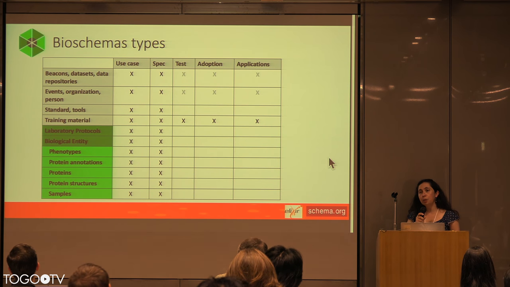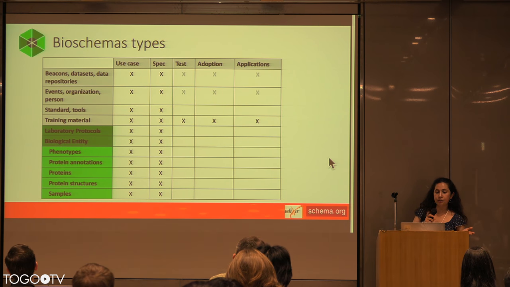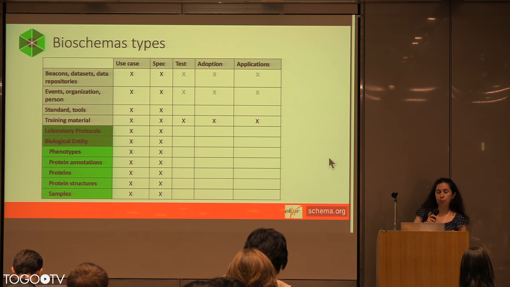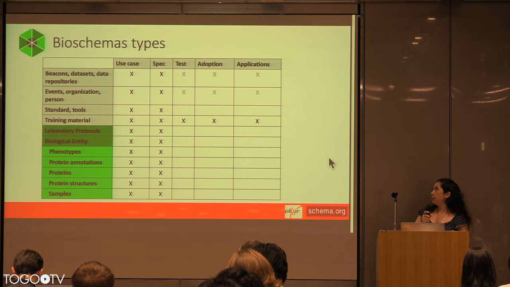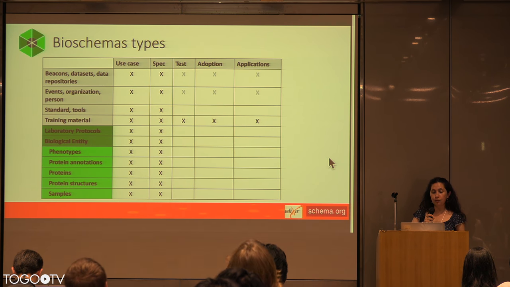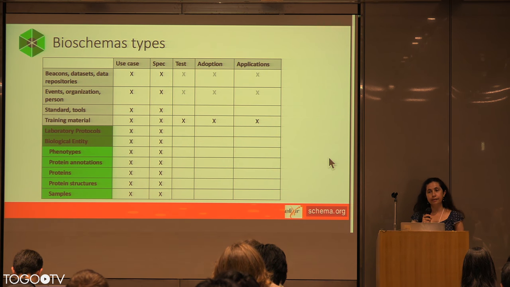There are different working groups in Bioschemas, some of them working on generic entities such as datasets and data repositories, and some others working with life sciences related entities like laboratory protocols and biological entity. The biological entity acts as a wrapper around some tailored profiles like phenotypes, proteins, and samples. All of the groups have already defined the use cases, and all of them are working on the specification. A few have already advanced to the next stages.